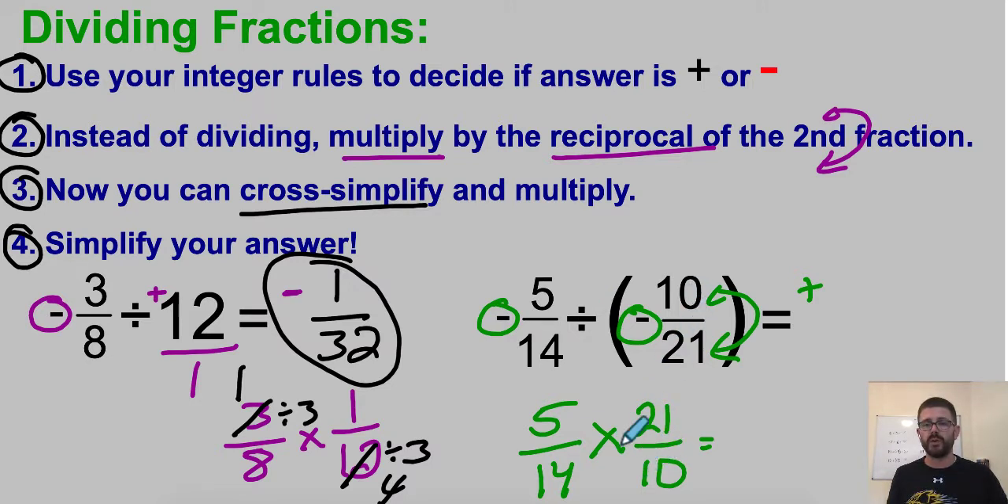We find its reciprocal. Now we cross simplify. 5 and 10 can each be divided by 5. We're looking for something they have in common. 14 and 21 can be divided by 7.